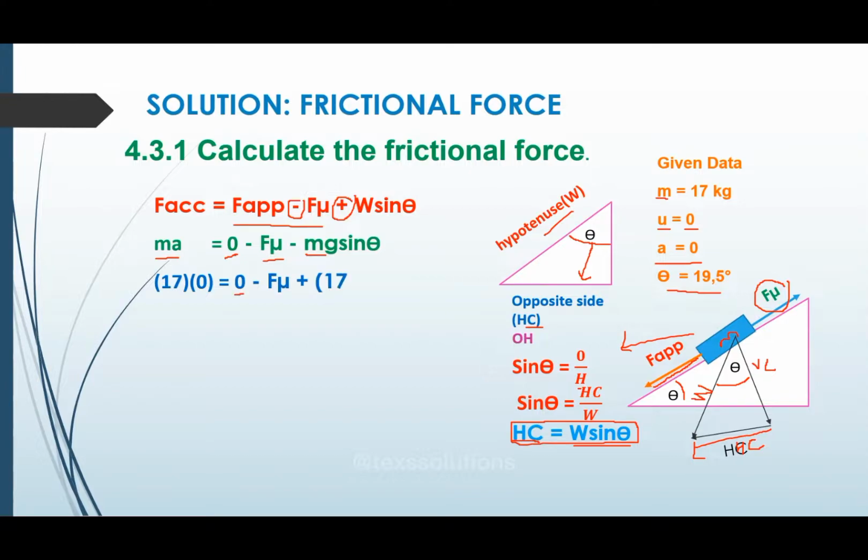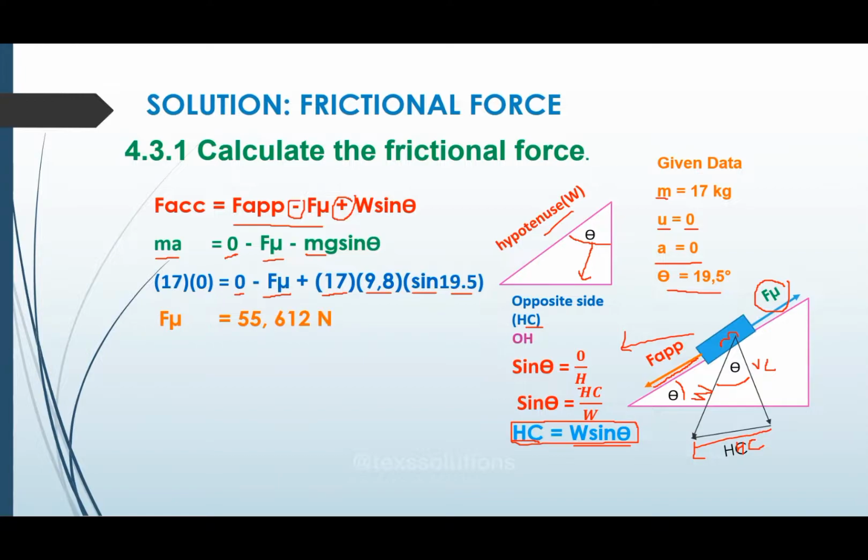The applied force is 0. Friction is what I'm finding. The mass again is 17. Gravity is 9.8 sine. And we now know that the angle for the inclined plane is 19.5. So if the inclined plane is 19.5 degrees, that means the mass is also placed at an angle of 19.5 degrees. These two angles need to be the same.